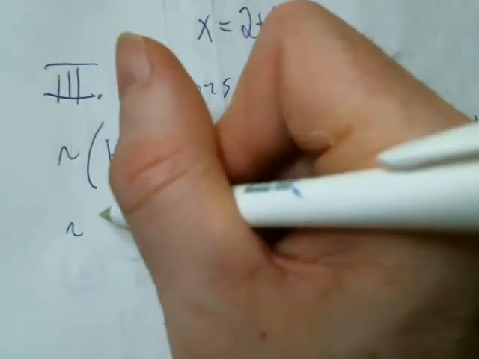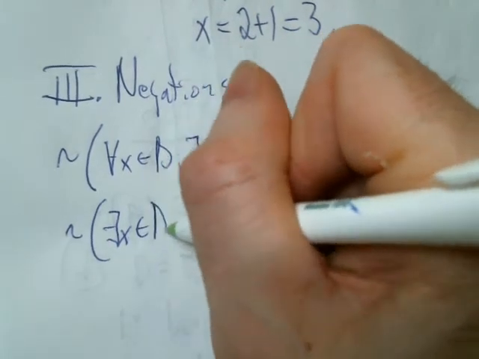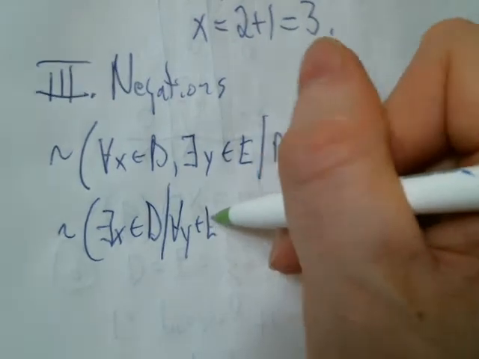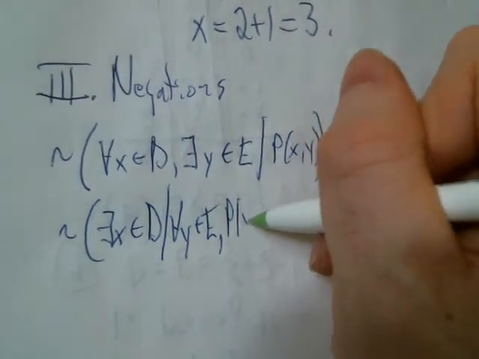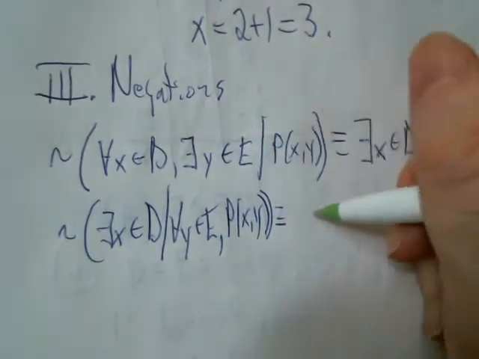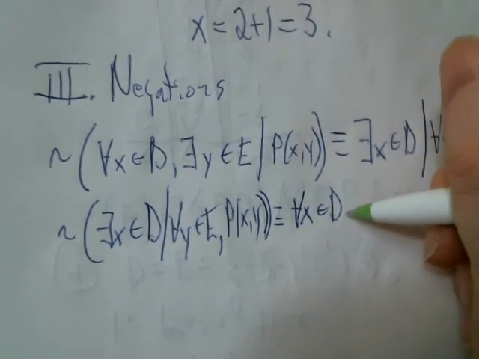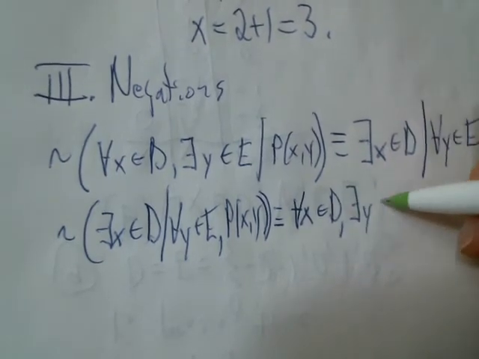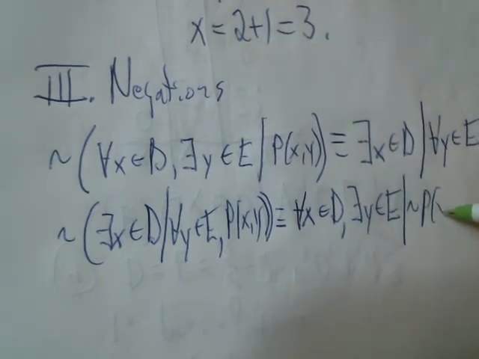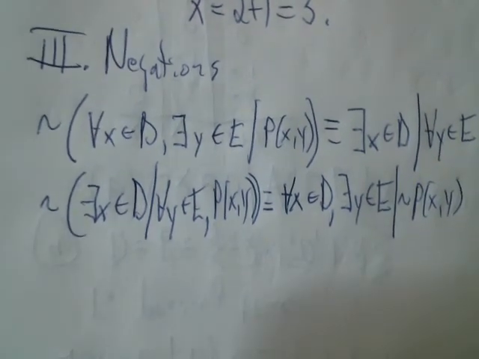Okay, so the other case, existential universal. There exists an X in D such that for all Y in E, P of X, Y is true. To negate it, you just flip the quantifiers: for all X in D, there exists a Y in E such that P of X, Y is not true, or not P of X, Y.